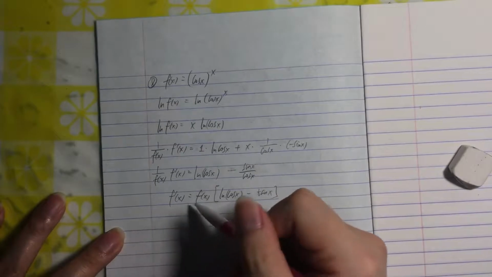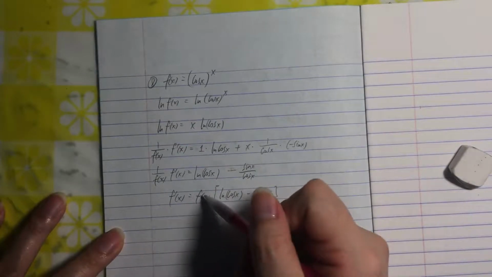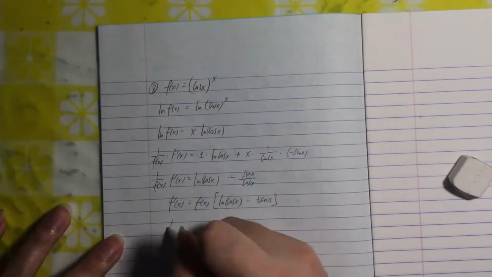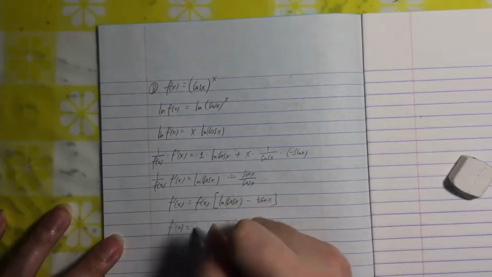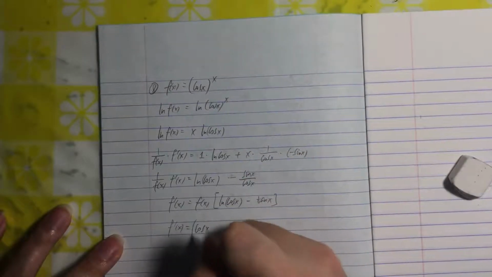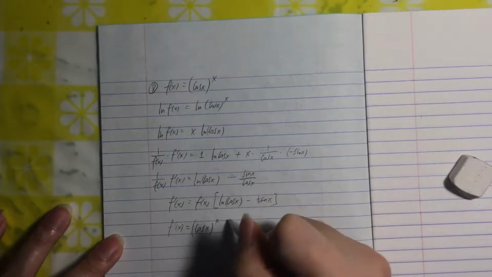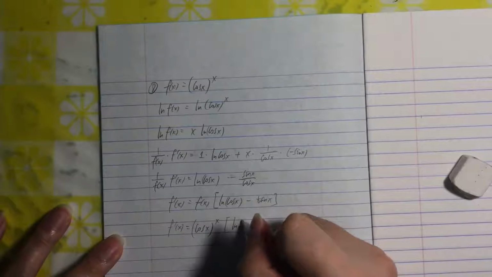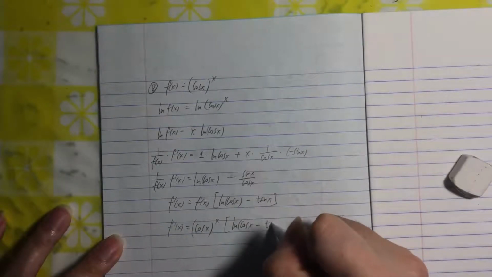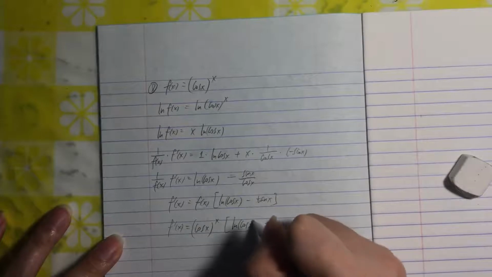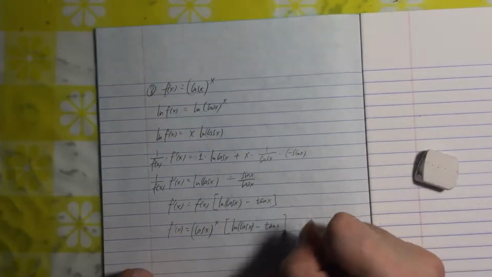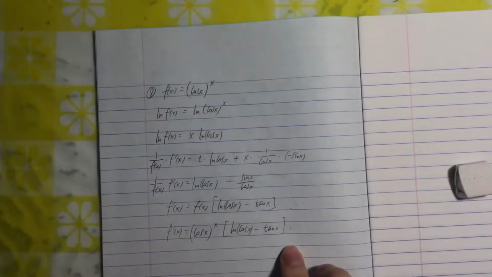Then for the final step, replace f of x with cosine x to the power of x. The bracket stays the same: ln of cosine x minus tangent x. That's the derivative of this function.